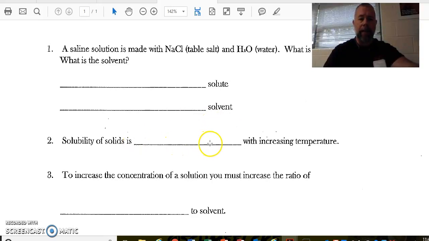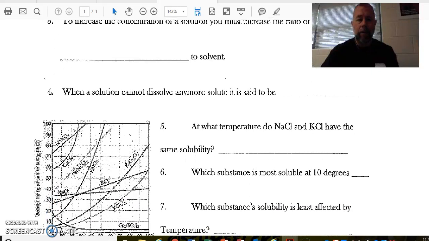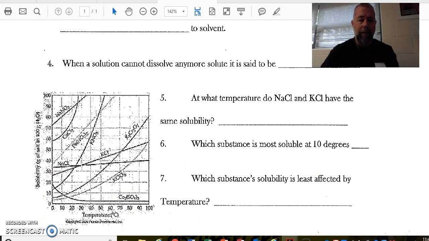Solubility of solids is blank. Now, remember how we talked about turning all the questions into a statement? A lot of people, most people got this right, but the ones that were getting it wrong, I don't think you were reading it out as a sentence, because if you did, you'd probably be like, huh? What did I just say? Solubility of solids.